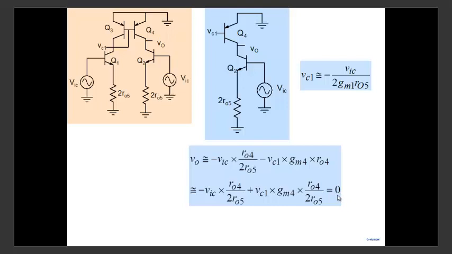So at this point, I have to pause. Why? Because we've made a series of approximations, and after making those approximations, I'm getting 0. It's not going to be 0.